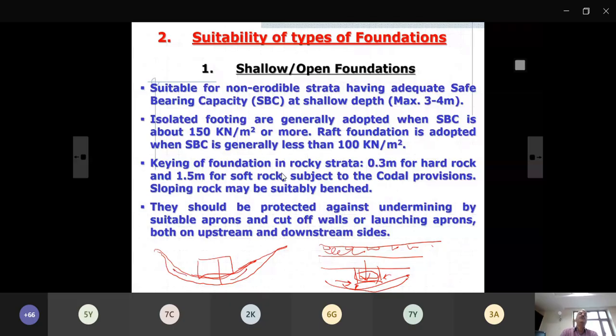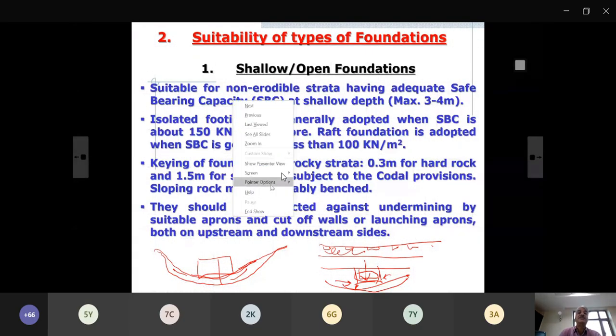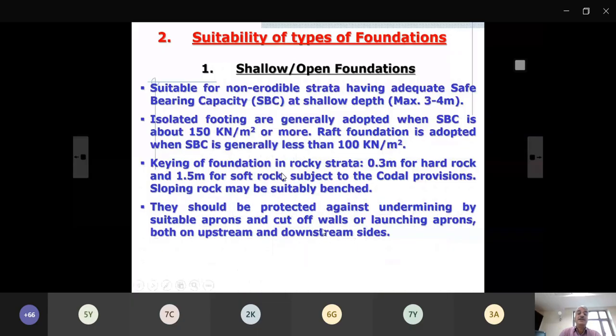So that's why whenever you are putting shallow foundations, especially in erodible strata, please be very careful to take suitable anti-scour measures and found it at the correct location using the scour depth calculation. Very important. Otherwise this happens very often: it erodes and the structure settles down below.